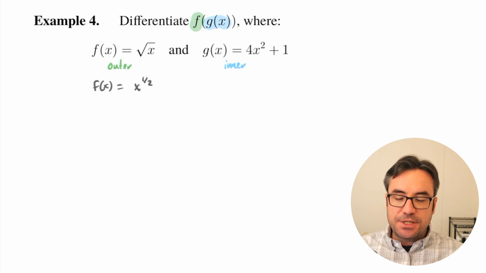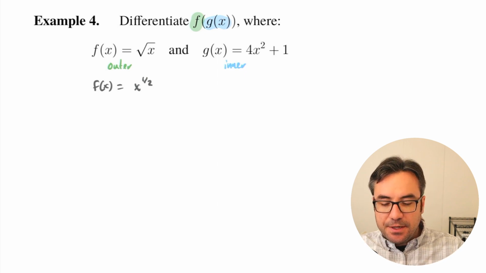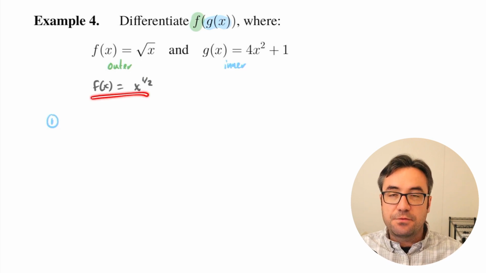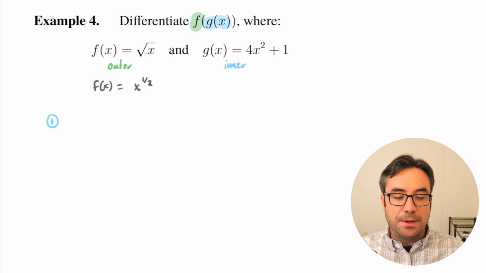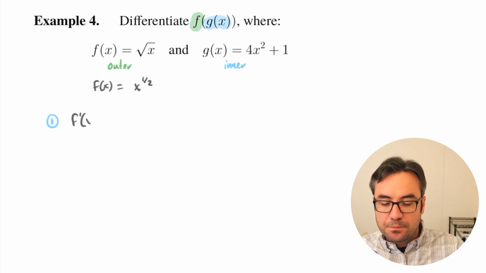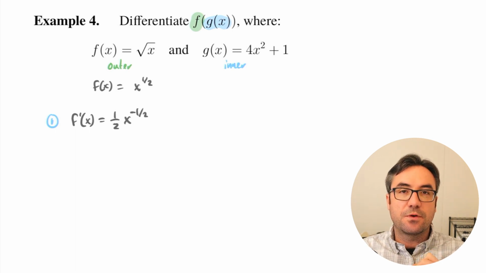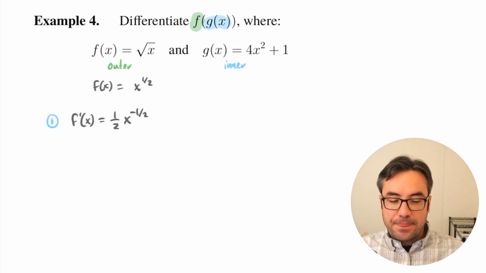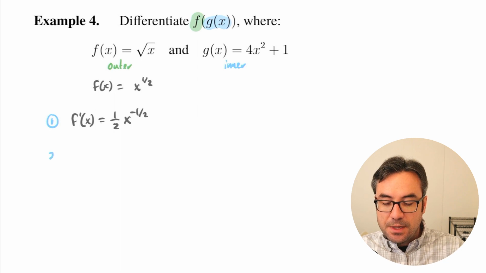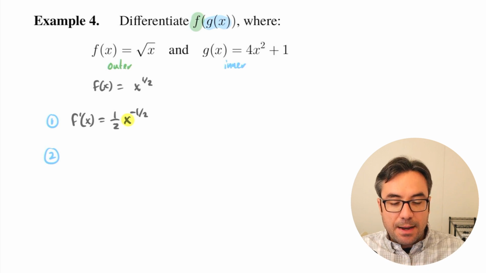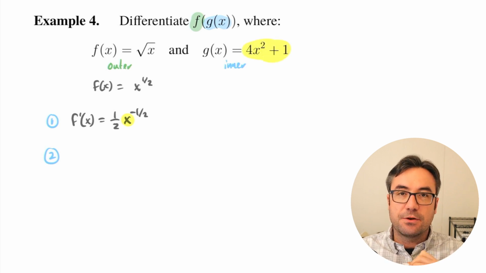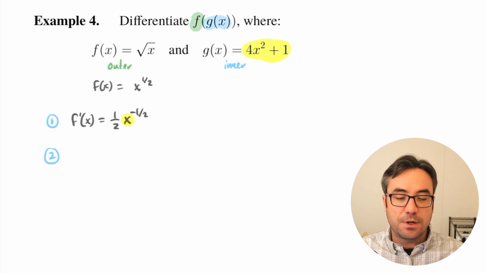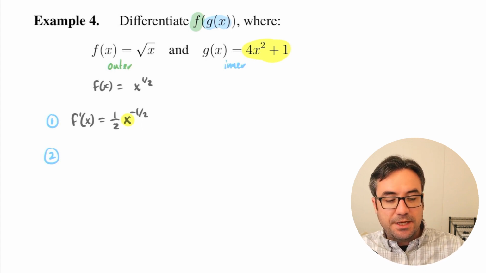What's the first step of the chain rule? The first step is to calculate the derivative of f. So let's do it. We bring the 1/2 down, we keep x the same, and then we subtract 1 from the exponent, which gives us negative 1/2. The second step of our chain rule is to look at this formula, and wherever I see an x, I'm going to plug in the original inner function, in this case 4x squared plus 1, g of x. So I'm going to replace that.